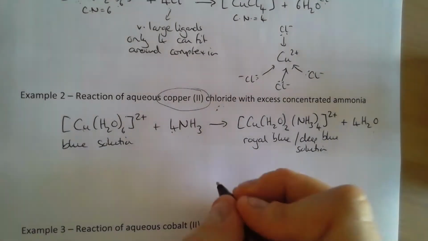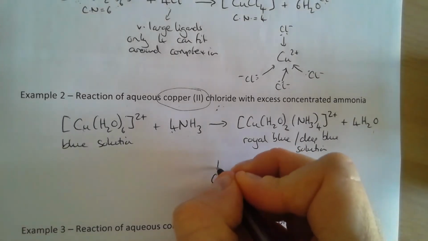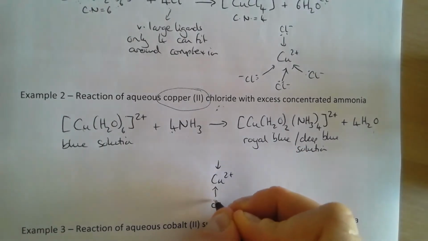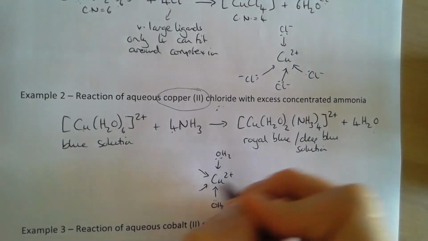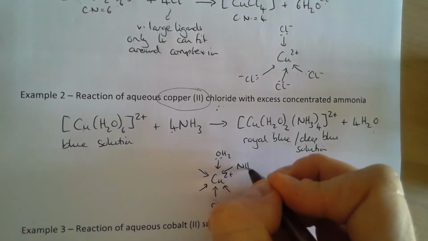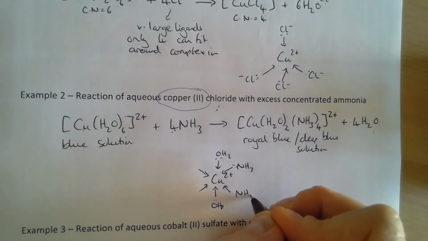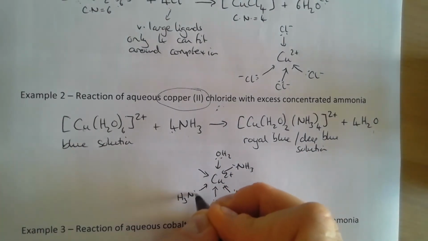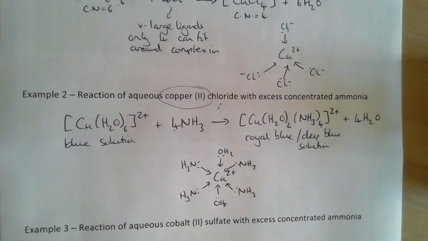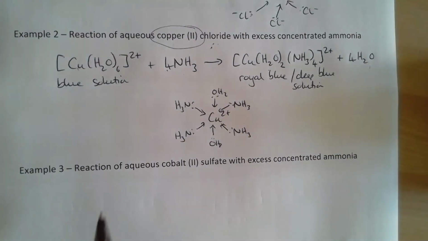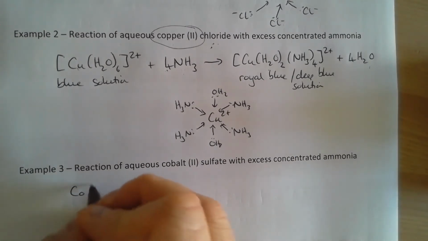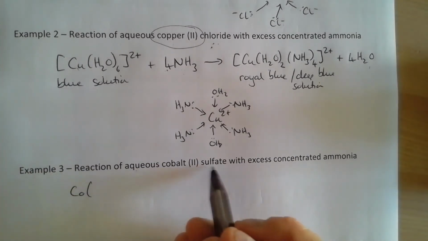If we wanted to draw a diagram of this Cu2+, we in fact have the 2 water ligands in the axial positions, and then our 4 ammonia ligands around here. Okay, so reaction number 3 is similar to this one up here, but this time this is how most of these reactions actually occur. So cobalt 2 sulfate, aqueous cobalt 2 sulfate.